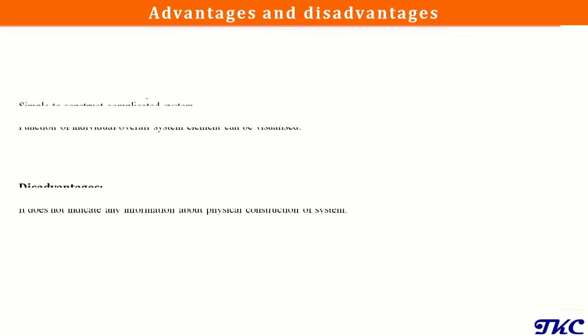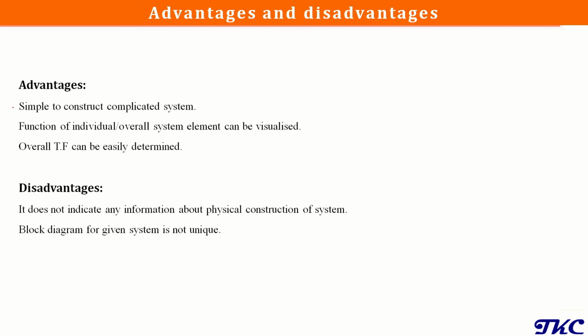Now let's discuss the advantages and disadvantages of this technique. The biggest advantage associated with the block diagram is that it is simple to construct for a complicated system. If we have any complex system, we can easily represent each and every element by using this block diagram technique. Similarly, the next advantage is that we can visualize the function of the individual elements and the overall system. Third, based on this technique, we can determine the entire transfer function, a single transfer function that represents the entire system.